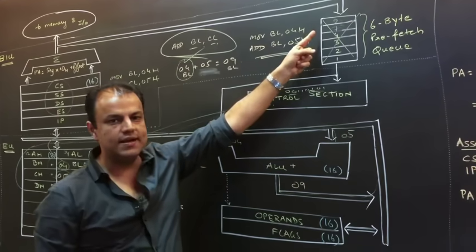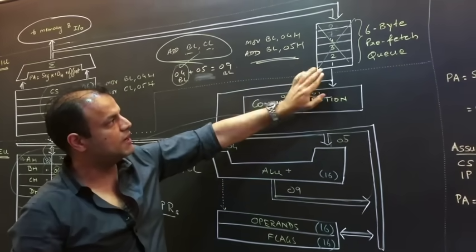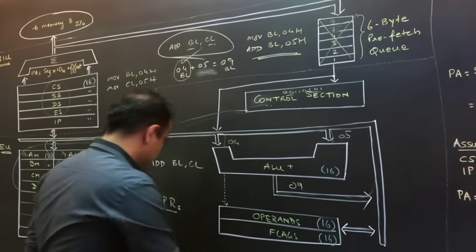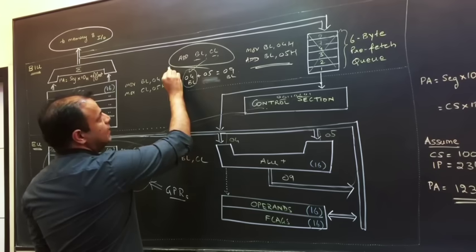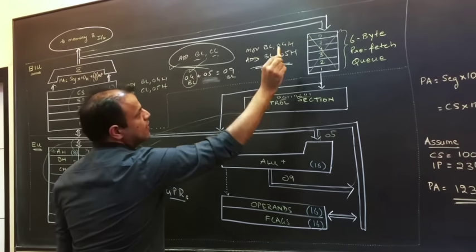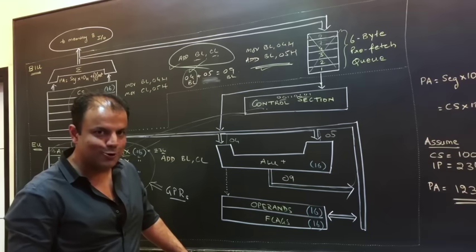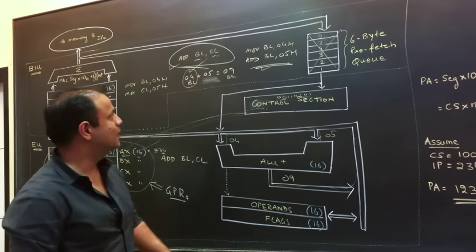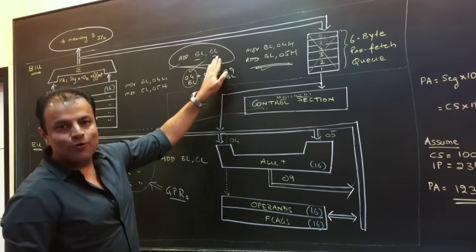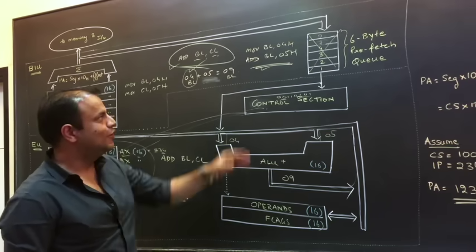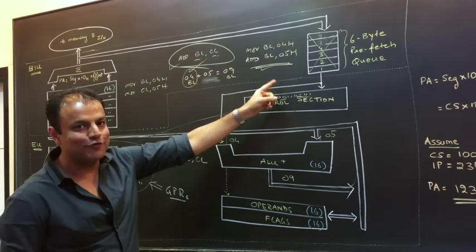It will come right at the end of the queue. One by one, it will keep coming ahead. Now the instruction has reached here. Now tell me, is there a fundamental difference between add BL, CL and add BL, 05? If you paid attention throughout this video, you will know. There is an opcode for add BL, CL. There cannot be an opcode for add BL, 05 because 05 is a number.